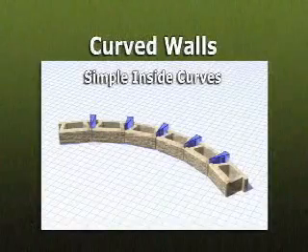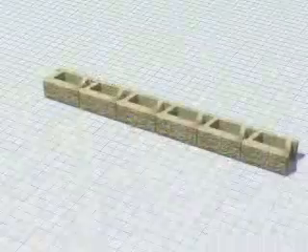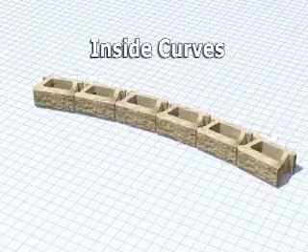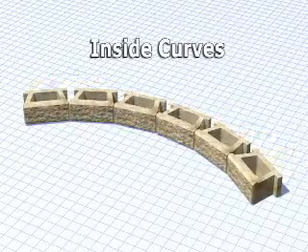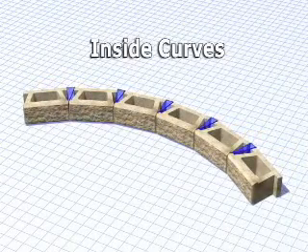Simple inside curves. To build flowing inside curves, keep the front of the blocks tight together and fan out the blocks, keeping consistent space between the backs of the blocks.